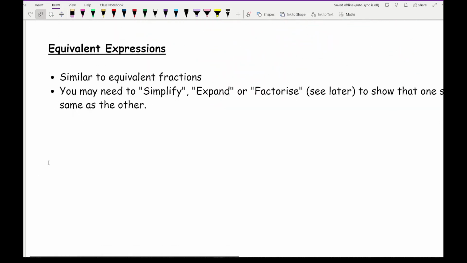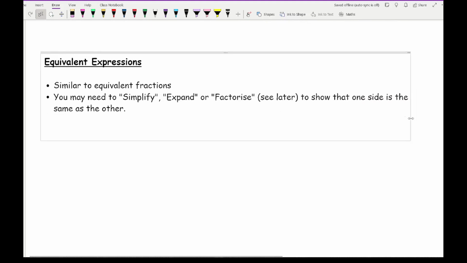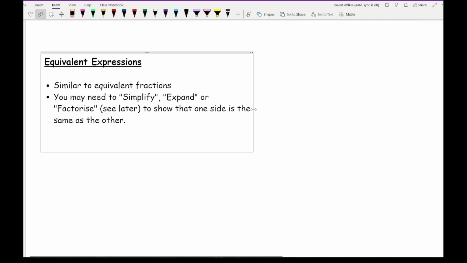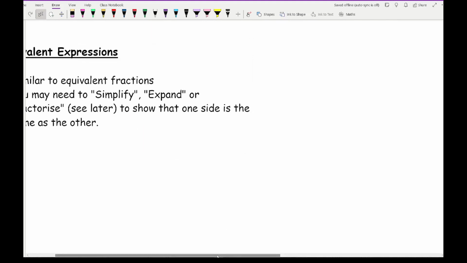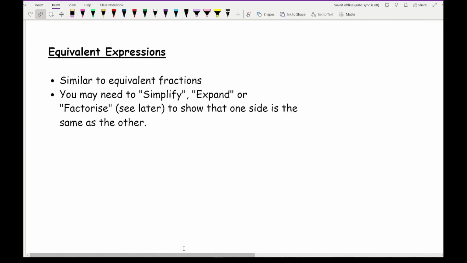Let's move on to equivalent expressions, and I noticed that some was missing off the screen, so let's quickly fix that and back up. So with equivalent expressions, this is quite a newish question, and I've seen in the past papers, I've seen them appear more in the multiple choice questions.